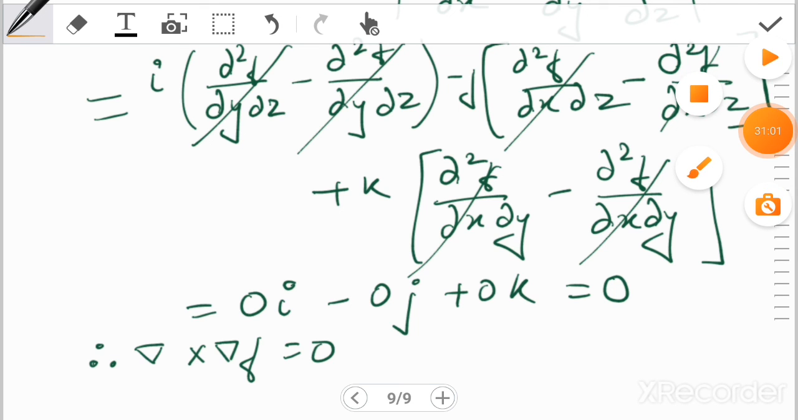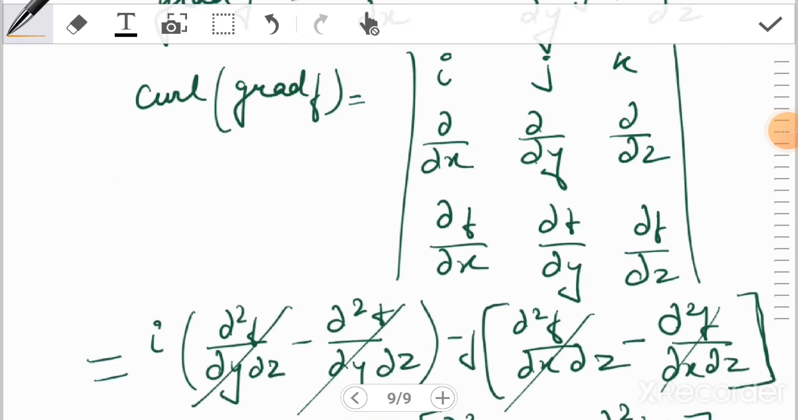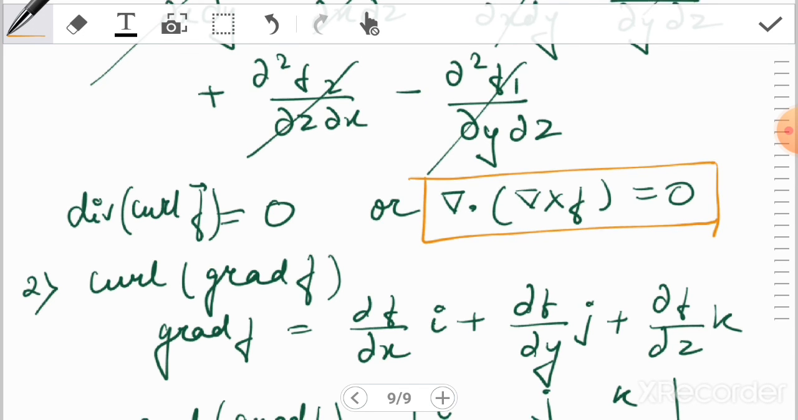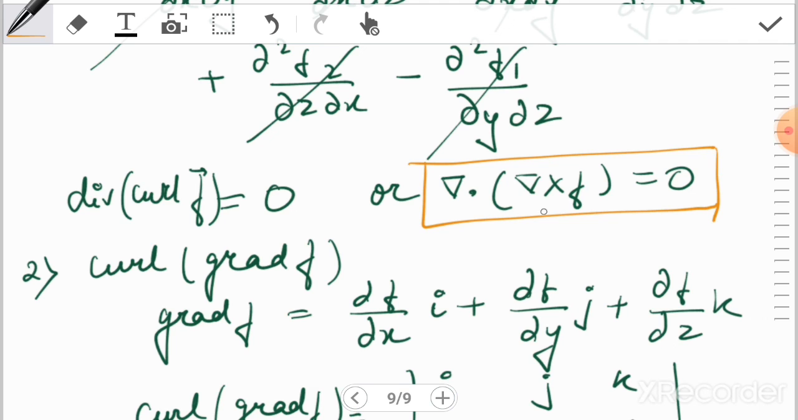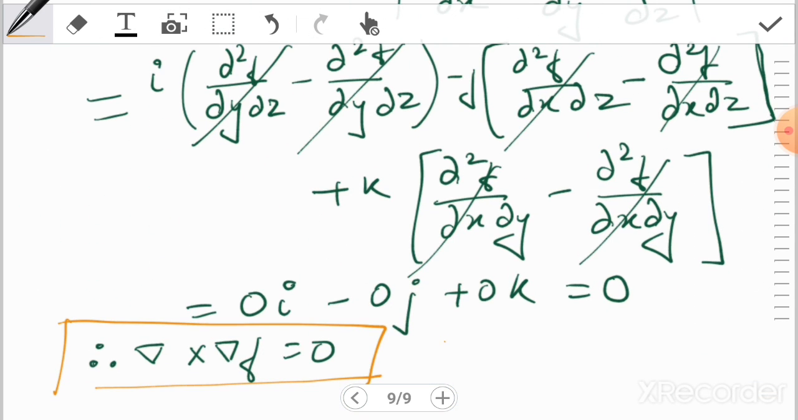So these two are the important results we just obtained. You can remember this as DC equals 0, divergence of curl is 0, and CG equals 0, curl of gradient is equal to 0.